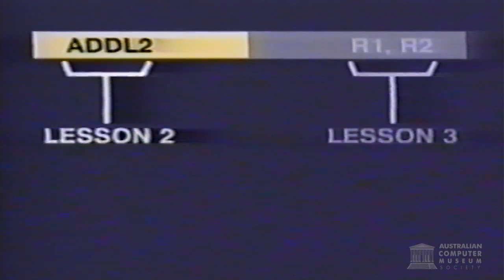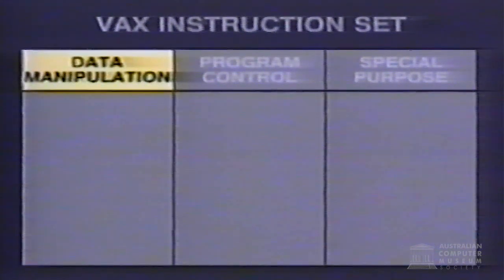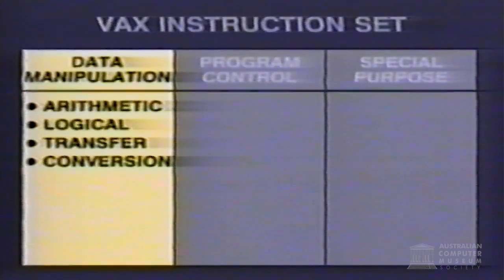This lesson focuses on the operator part of the instruction. The operand specifiers will be the focus of Lesson 3. We'll divide the VAX instruction set into 3 general categories based on the type of operation or function performed. The first category consists of instructions that manipulate data. Included in this category are instructions that perform arithmetic, logical, transfer, and conversion operations.